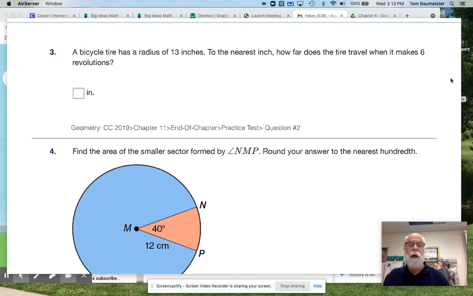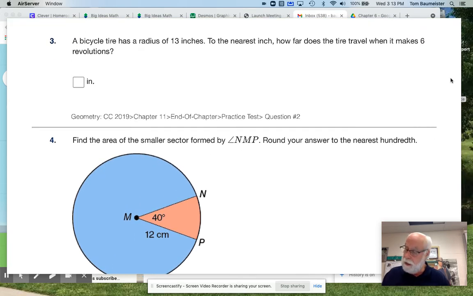Number 3, a bicycle tire has a radius of 13 inches. To the nearest inch, how far does the tire travel when it makes 6 revolutions? So remember, the circumference, oops, putting that on the wrong one, aren't I? The circumference is equal to 2 pi r. All right? So one way around the whole circle would be 2 times pi times 13.